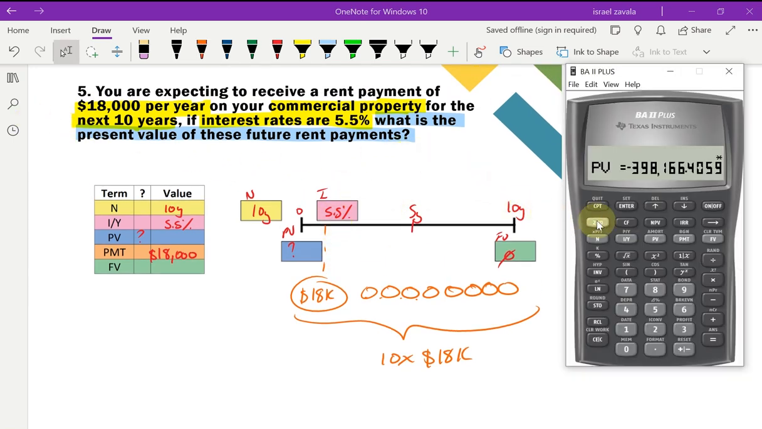Let's grab our financial calculator. Second, clear the time value of money. Clear your work down here. 10 years. Interest rate is 5.5%. Present value is what we're looking for. The payments are 18,000 a year and 0 for future value. Now we're going to compute present value. 135,677 and 26.